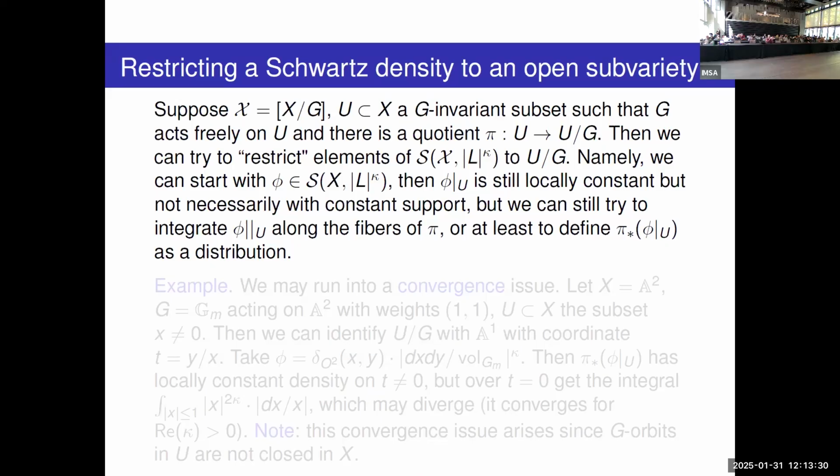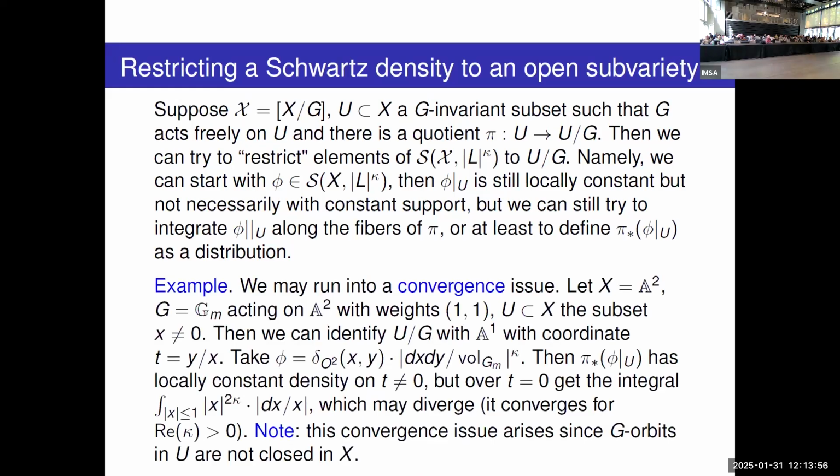But it's actually not clear that this will always be the case, because you have to integrate over orbits, and the problem is that you start with a Schwartz function defined on X, so it has compact support on X, but then you restrict to U, and at this moment the support is no longer compact. So there might be a problem with integration.